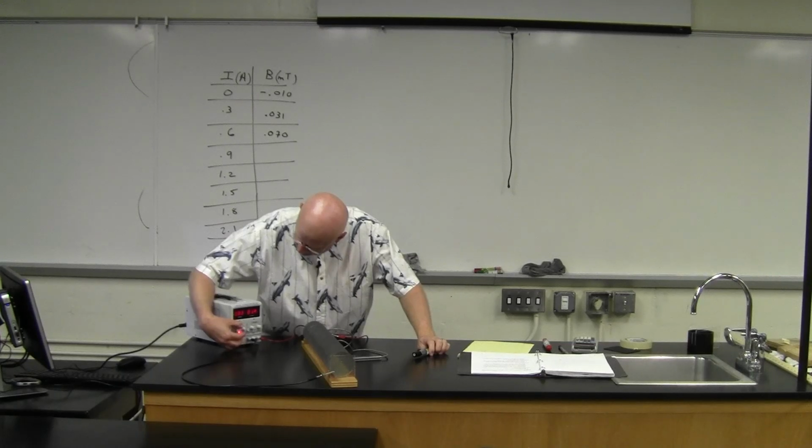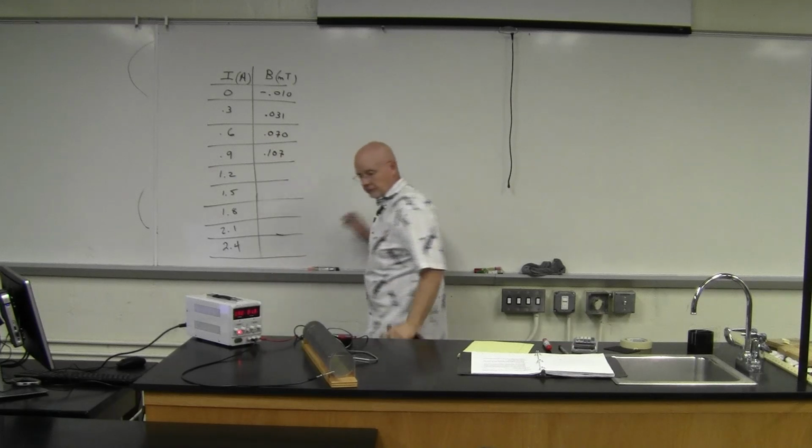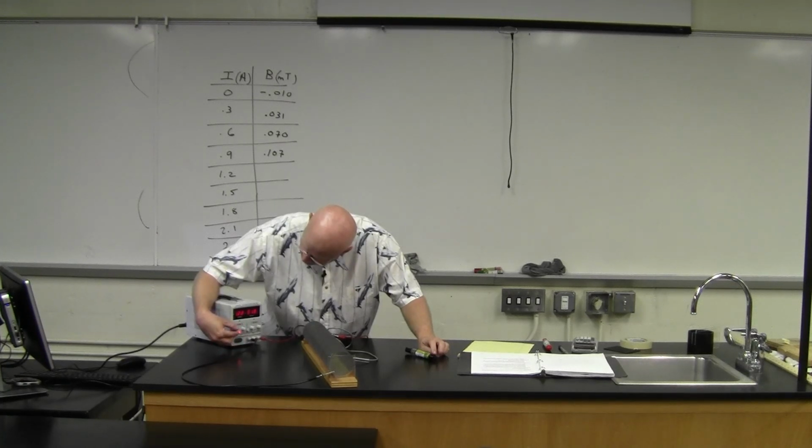All right, turning it up again to 0.9. We do the fine adjustments. So there's 0.9. And hopefully holding it in the center and in the same angle, and 0.107. Turning up the current again to 1.2. And I get 0.144.